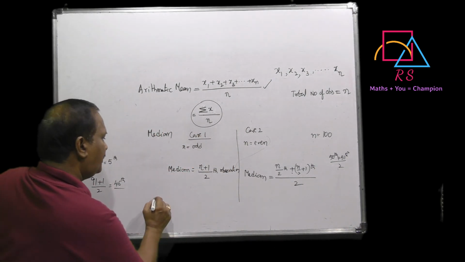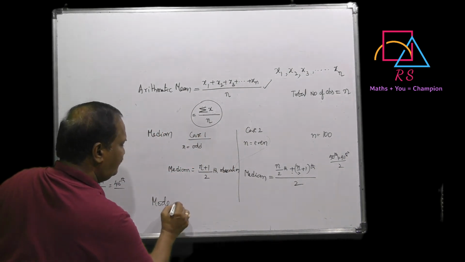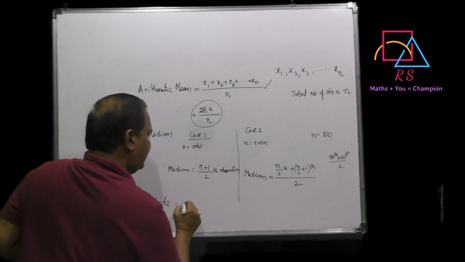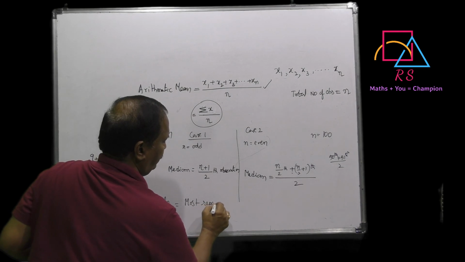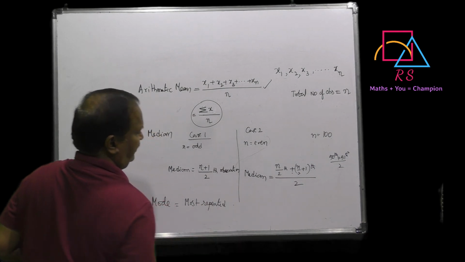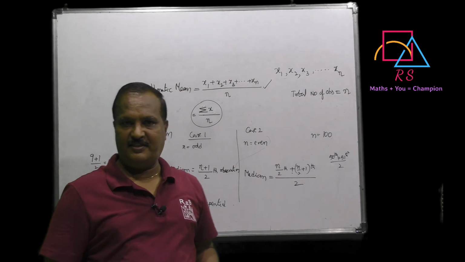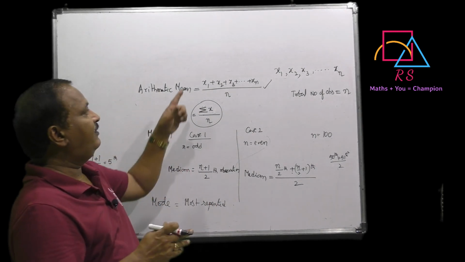Mode. Mode is very simple. There is no formula for the mode, just the most repeated value. Okay, most repeated observation.